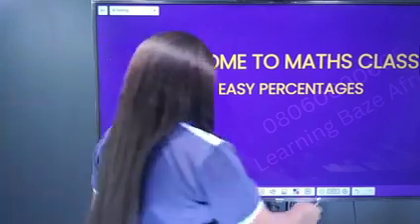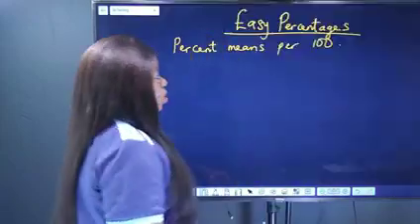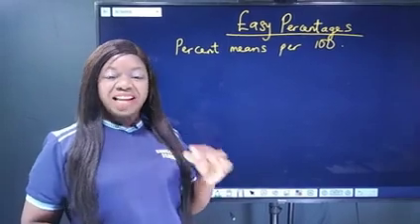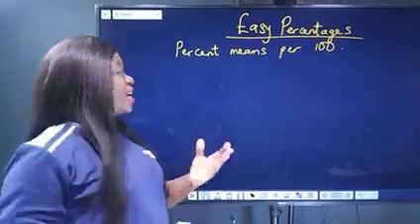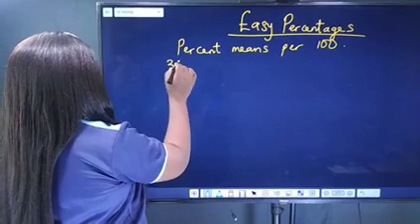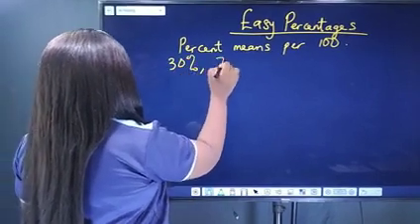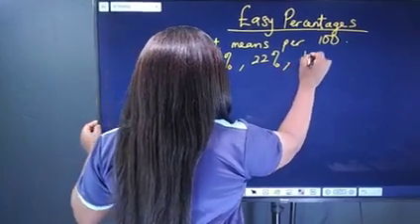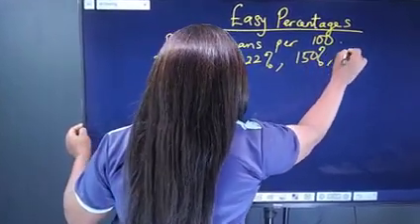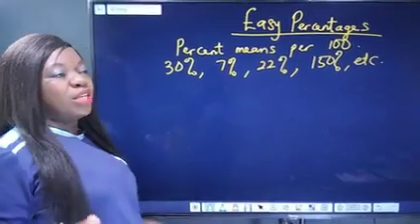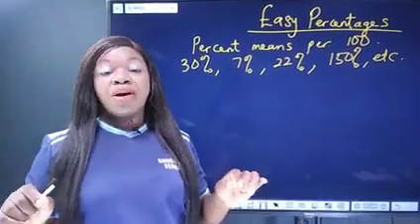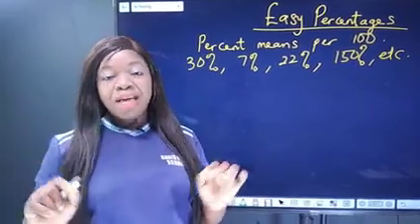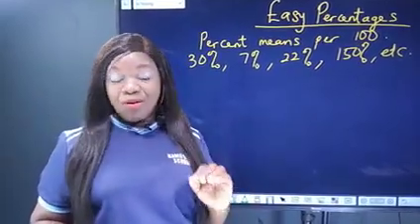Last time we learned that percentages mean per 100, because percent is from the word cent, and cent means 100. These are examples of percentages: 30%, 7%, 22%. You can also have 150% and so on. But before we begin doing anything on percentages, we are going to learn something. And what is that thing? It is dividing by powers of 10, because percent is a power of 10.